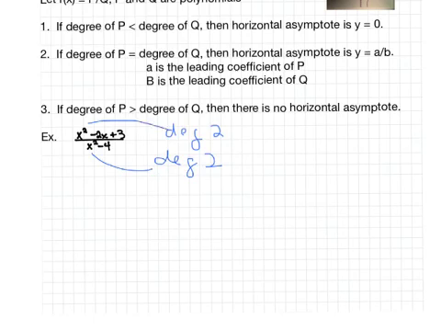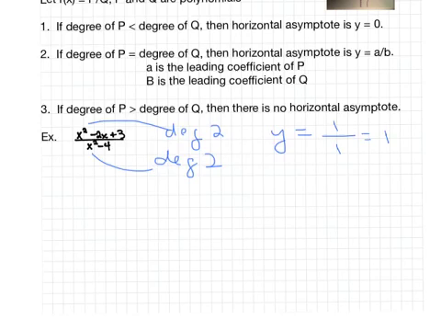And so my asymptote is going to be y equals some fraction. I'm going to have to look at the leading coefficient of the numerator and the leading coefficient of the denominator. In both of those cases, my coefficient's 1, so my horizontal asymptote is going to be y equals 1.